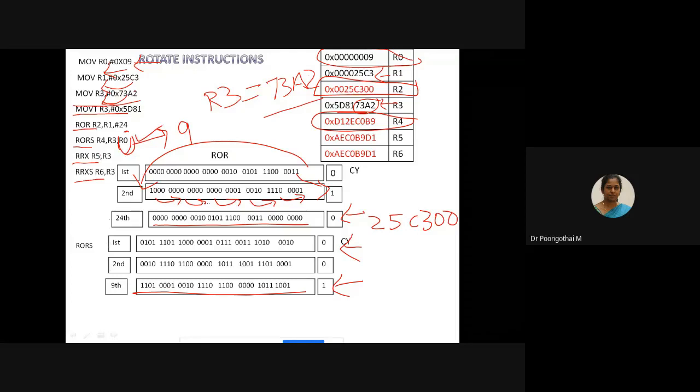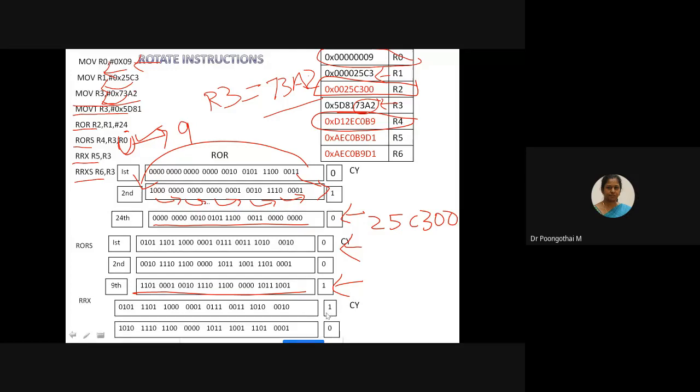Okay. So your R3 initially holds 5D8173A4. So this is the input, that is 5D8173A2, and carry is set to 1 here. After the rotation, what is the operation? This 0 is placed into carry, and carry goes to the 31st bit, and bits are rotated towards the right direction. So after execution, your carry is reset.